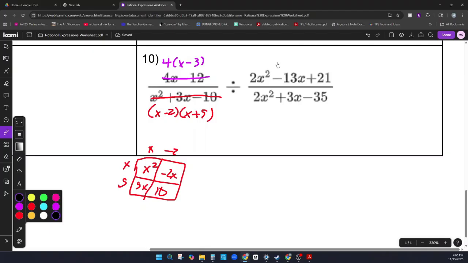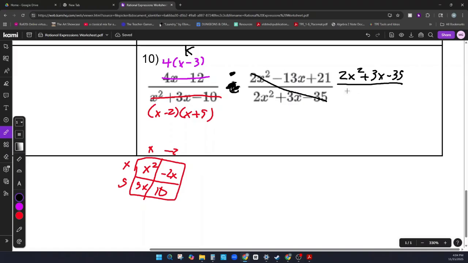Now, you'll notice that we are dividing. So before I move on to my next fraction, I'm going to employ my keep, change, flip. I keep my first fraction, which is why I could work on it before without needing to do this yet. I multiply this. I'm going to cross this out and rewrite it as 2x squared plus 3x minus 35 and 2x squared minus 13x plus 21.